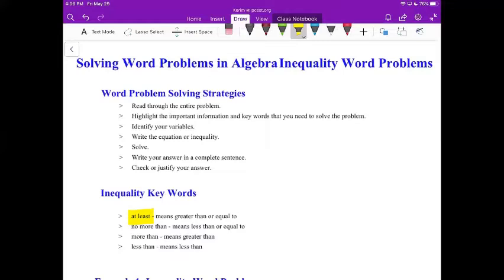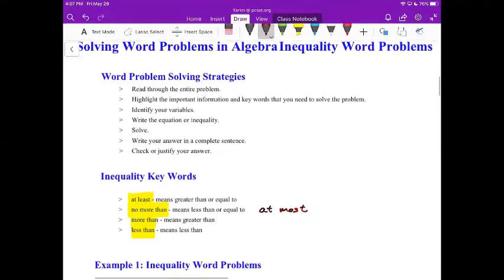And then we have no more than, meaning less than or equal to. No more than, or at most. The other one is at most. Also the same meaning: no more than or at most means less than or equal to. And then more than means greater than, and less than means less than, as you know, those two. If you know those four, five with the at most key terms, it's going to be easier for you to set up the inequality in word problems.